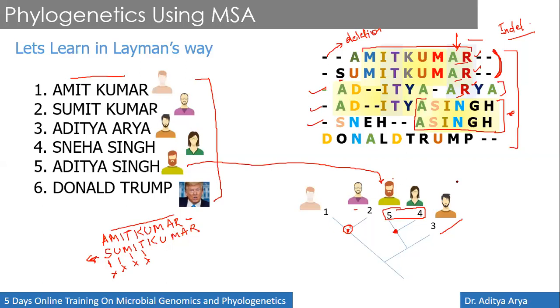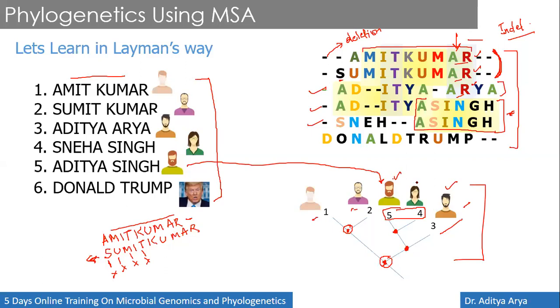Then Aditya Arya and Aditya Singh had some common similarity and they were kept as a single common branching out partners. Since Amit Kumar, Sumit Kumar and Aditya had some common things like AR and IT in them, they were also connected by a common ancestor. So this is how I constructed a tree.